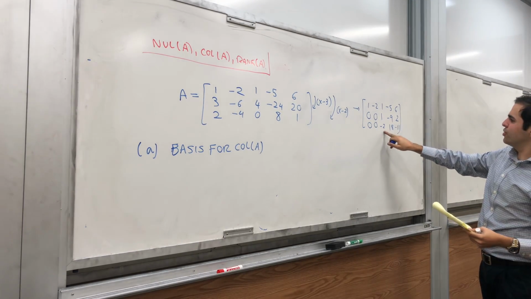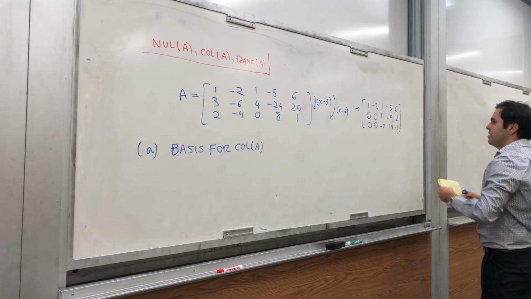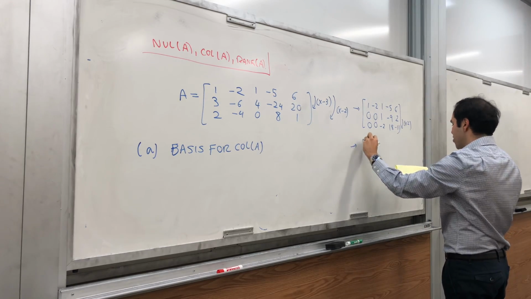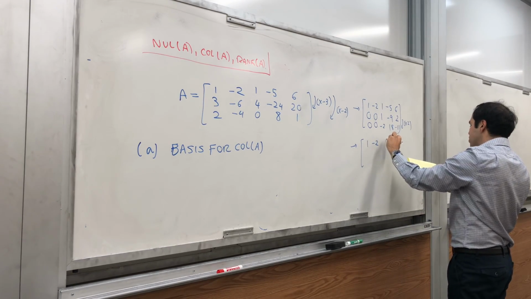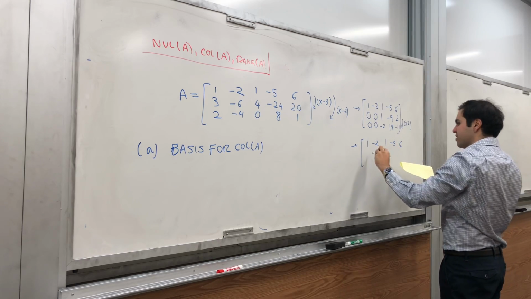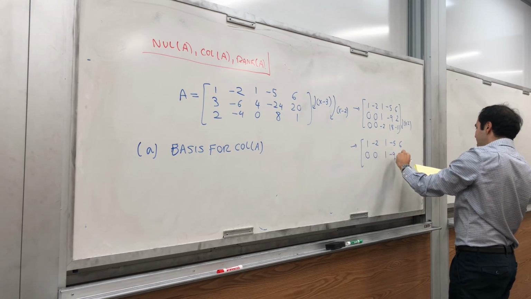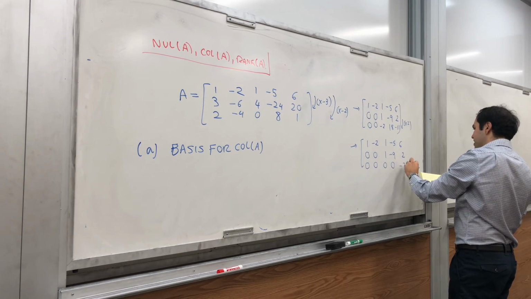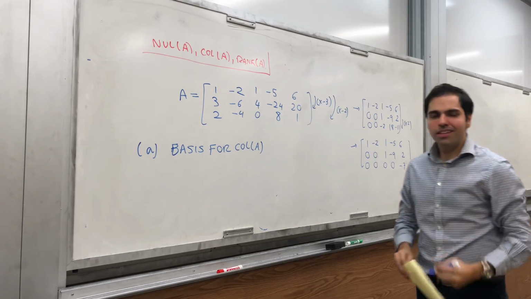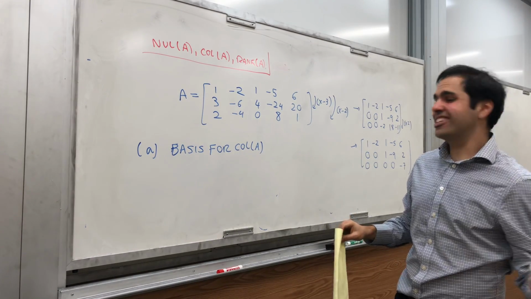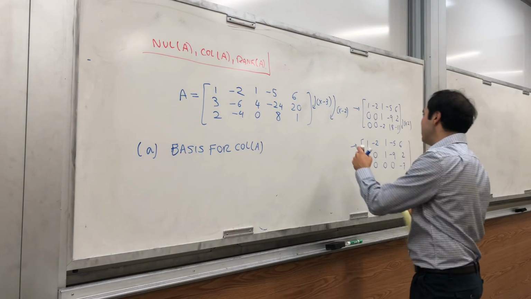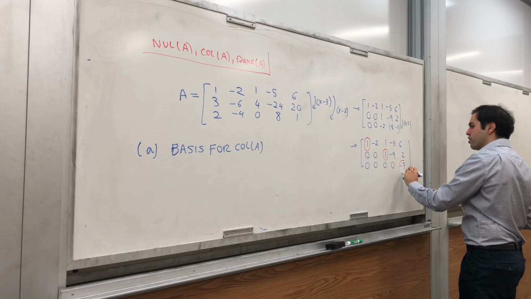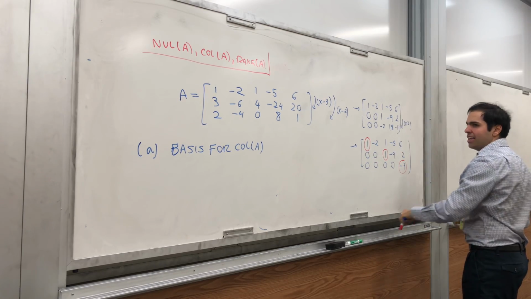Alright, almost done. So we still need to get rid of this minus 2. So let's add 2 times the second row to the third row, and we get 1, minus 2, 1, minus 5, 6, 0, 0, 1, minus 9, 2, and 0, 0, 0, 0, minus 7. Okay. Again, any question of linear algebra boils down to row reducing and also finding the pivots. Notice here, there are 3 pivots, 1, 1, and minus 7.